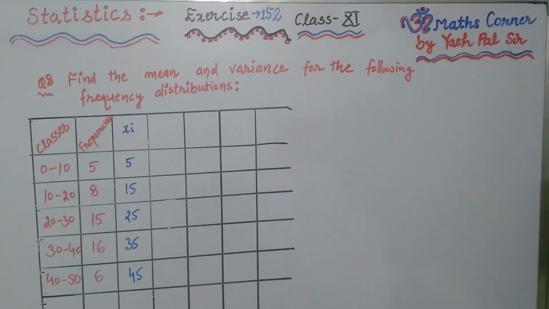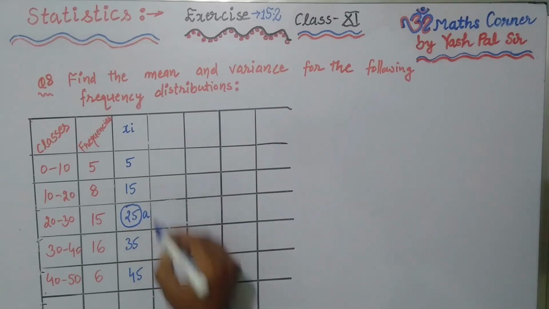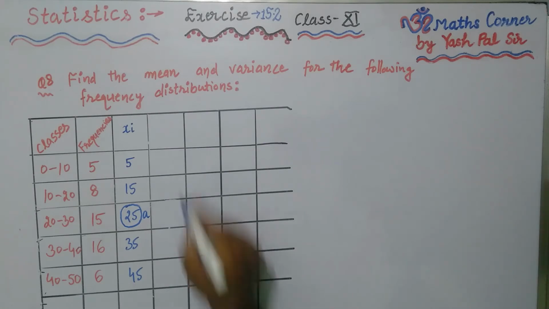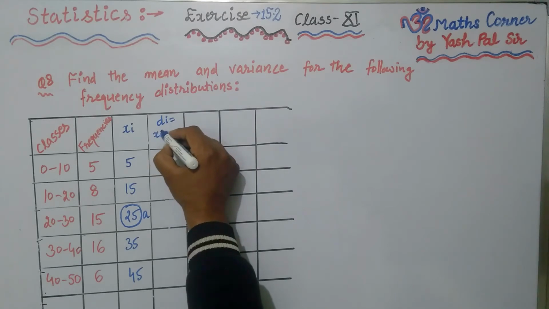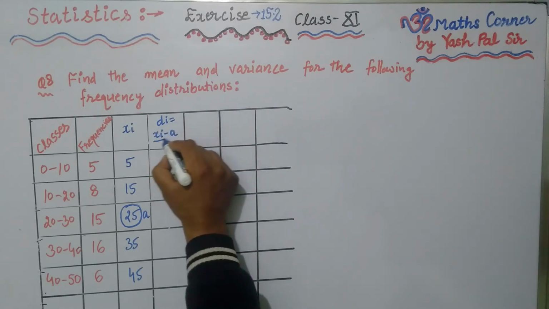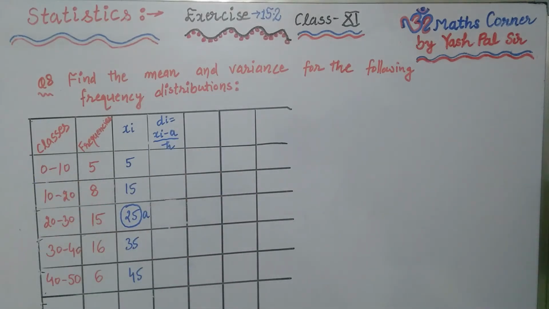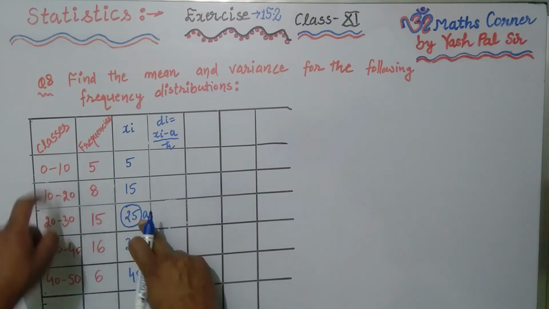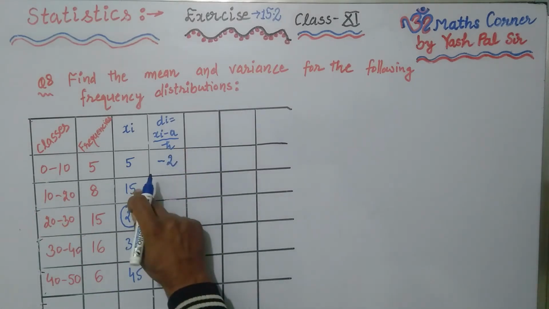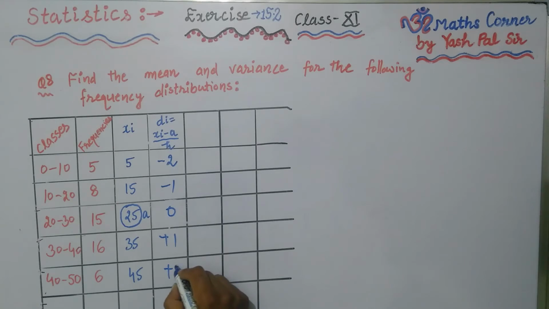Right? Now what do we do? The middle one, we suppose this to be A, the assumed mean. So we find the value of di, which is equal to xi minus the assumed mean, divided by h. h means the length of the classes, which is 10 minus 0, that is 10. So we write here 5 minus 25 is minus 20, divided by 10 is minus 2. Here minus 1, this is 0, this is plus 1, and this is plus 2.